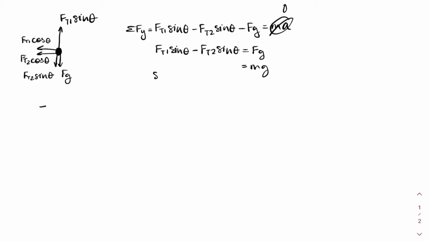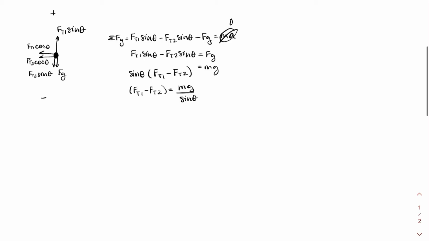We can factor out a sine theta from both of these, which will leave us with force of tension 1 minus force of tension 2. And we can write this as force of tension 1 minus force of tension 2 equals mass times gravity divided by sine of theta.